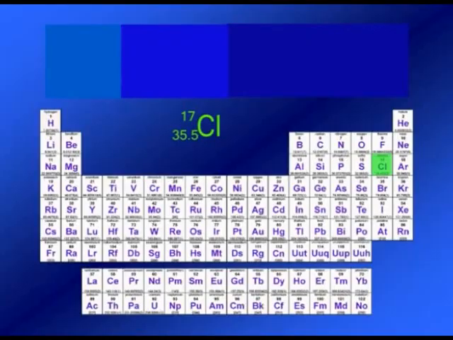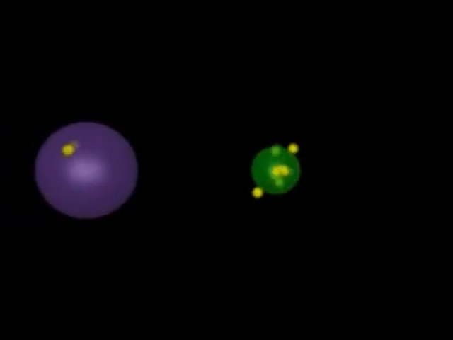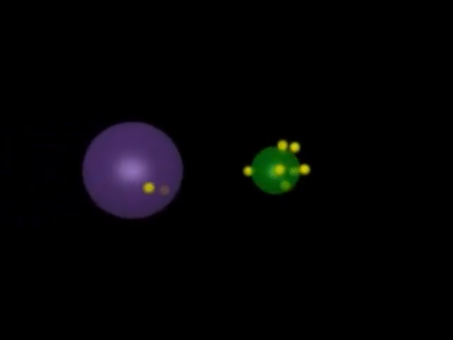It is the 17th element in the periodic table, belonging to group 7 and period 3. It belongs to a group of non-metals called halogens, together with fluorine, bromine and iodine. With 7 electrons in the outermost energy shell, halogens react by gaining 1 electron to complete an octet electron configuration.